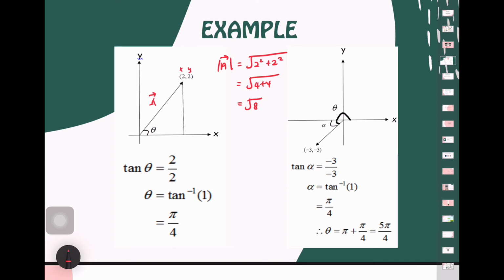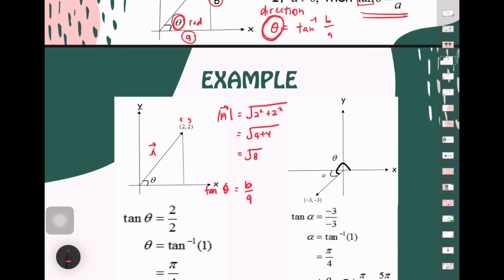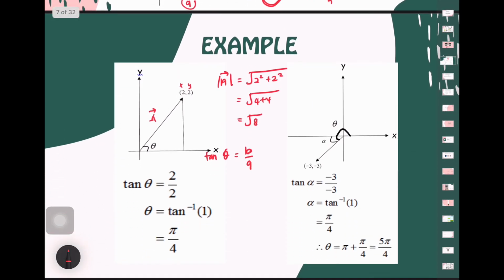Okay. So how about the direction, which is angle? Okay, so we know that we can find the angle of a vector by using the formula tan theta is equal to B over A. So sekarang our B here is 2, our A here is 2. So we have tan theta is equal to 2 over 2. So tan theta is equal to 1. So theta is equal to inverse tan 1.